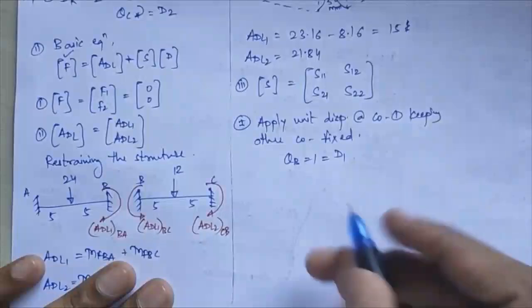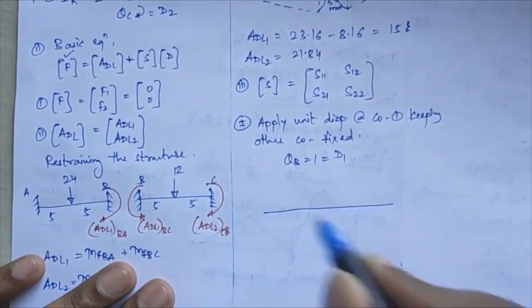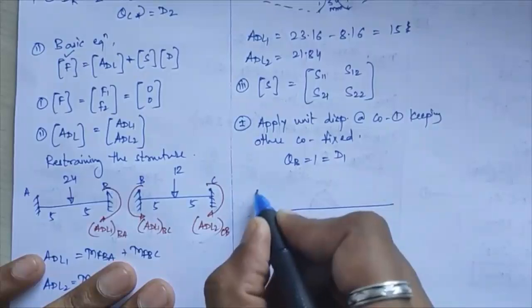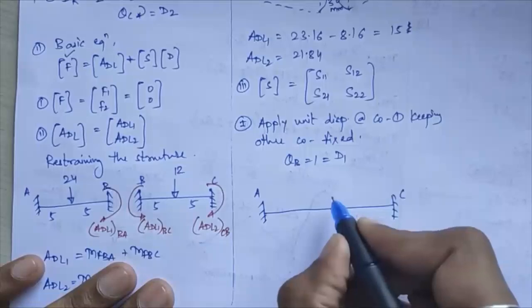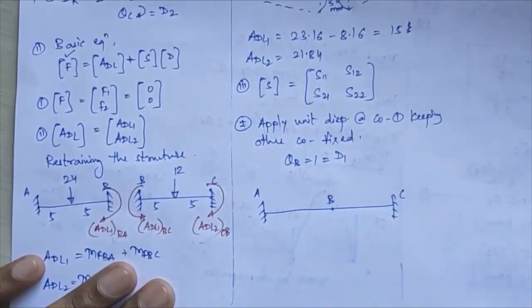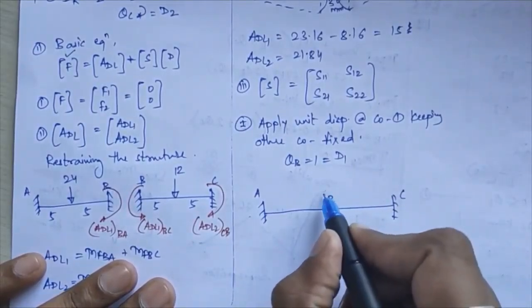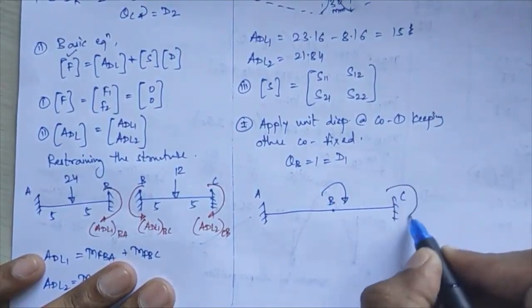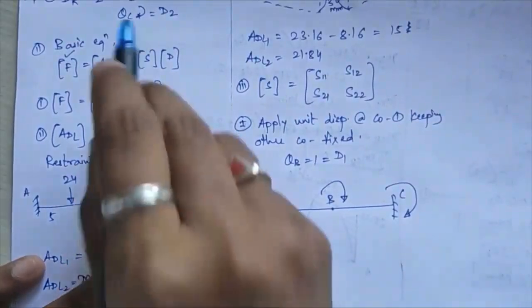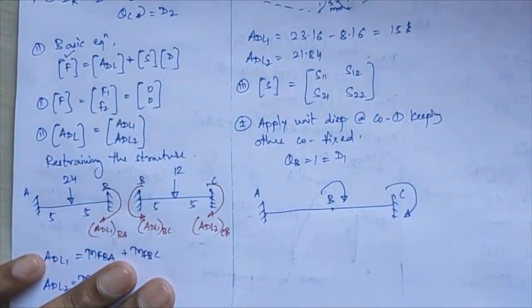So I will draw the diagram for that. Your A is already fixed, and we have to fix the remaining coordinate, that is your C. B will remain free. Now I'll mark here my stiffness coefficients. Here I have told you that you have to mark the stiffness coefficients at the first and second coordinates, because here we have only two coordinates, both in the clockwise direction, right?